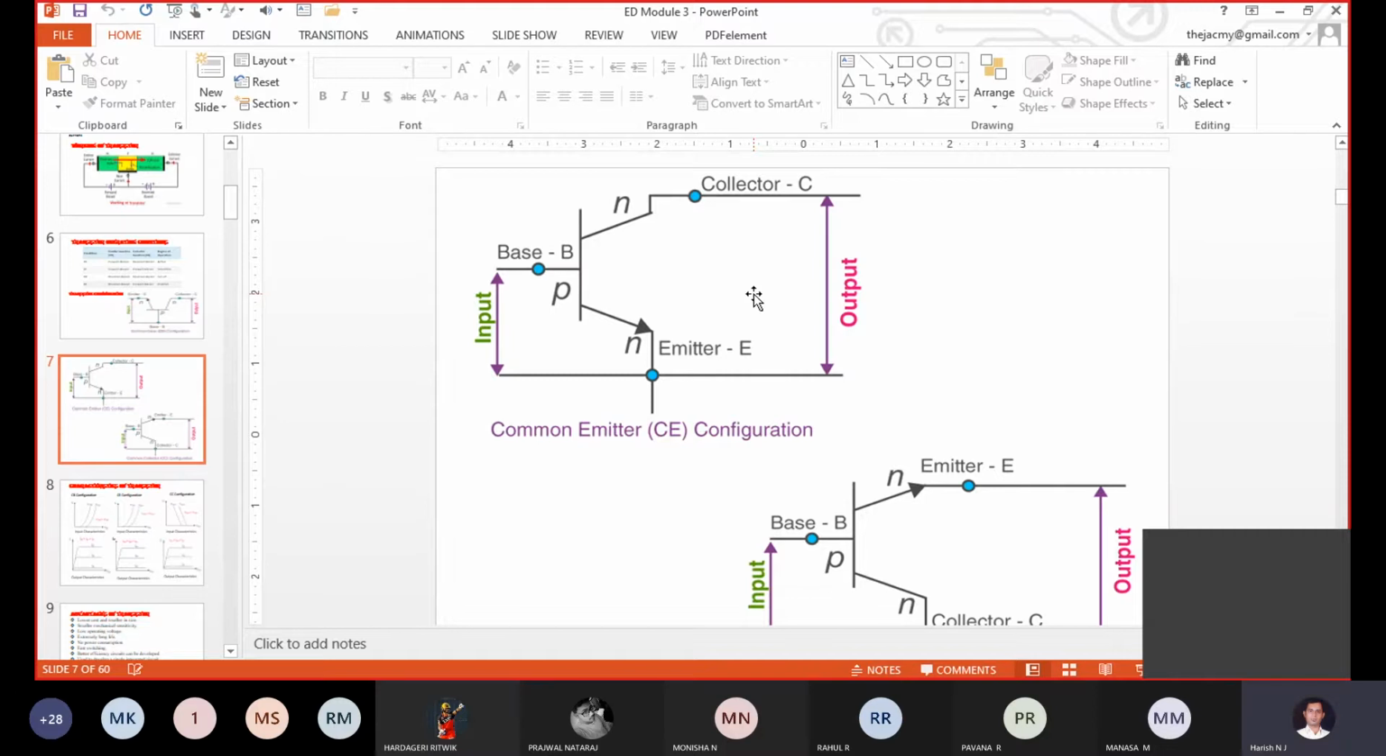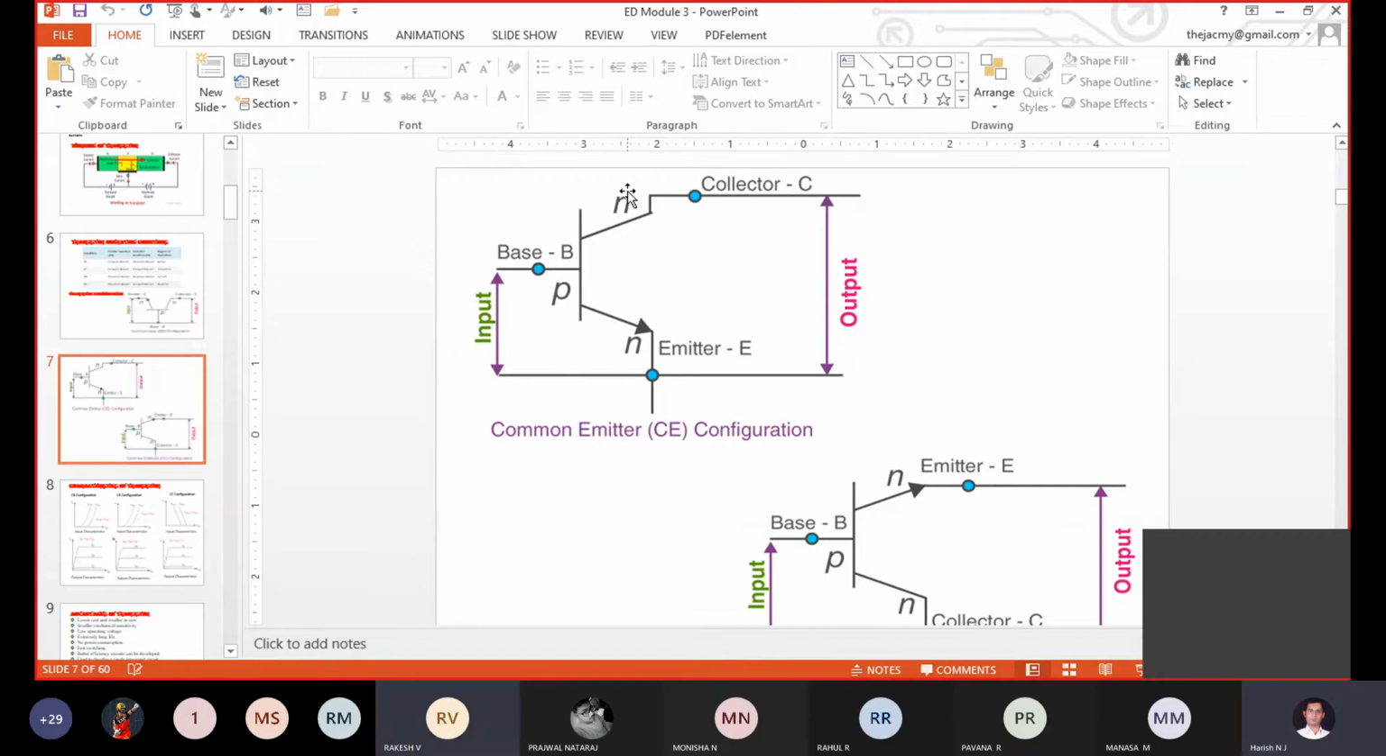In the common emitter configuration, will you identify which is the output current and which is the input current? Output is emitter current. How will it become emitter current? Since base is common, base is the input current, right? Yes, sir. Base is the input current and output current is the collector.